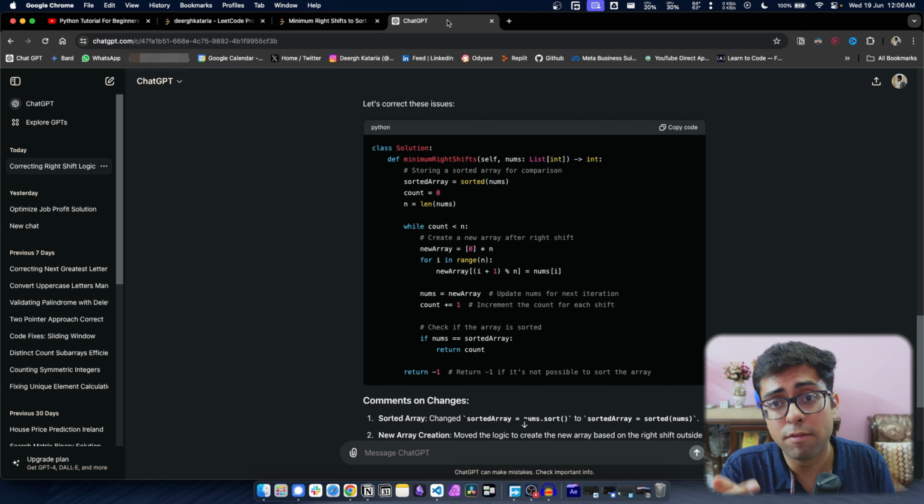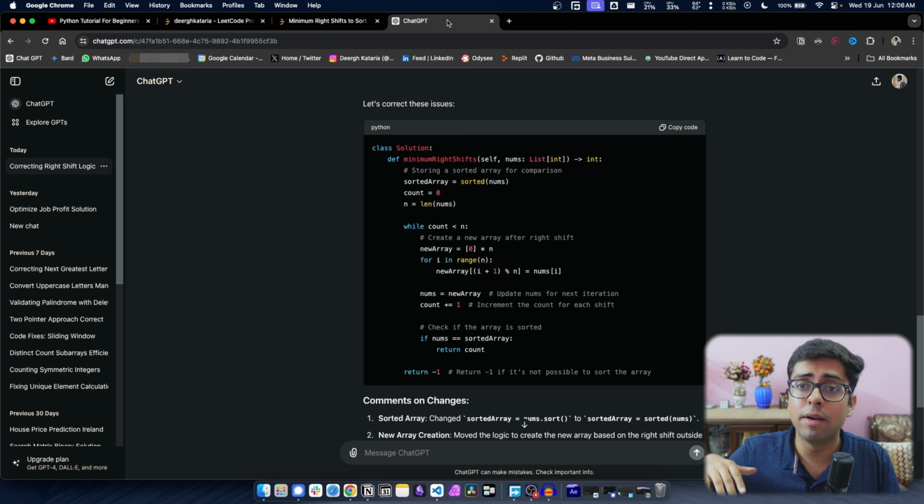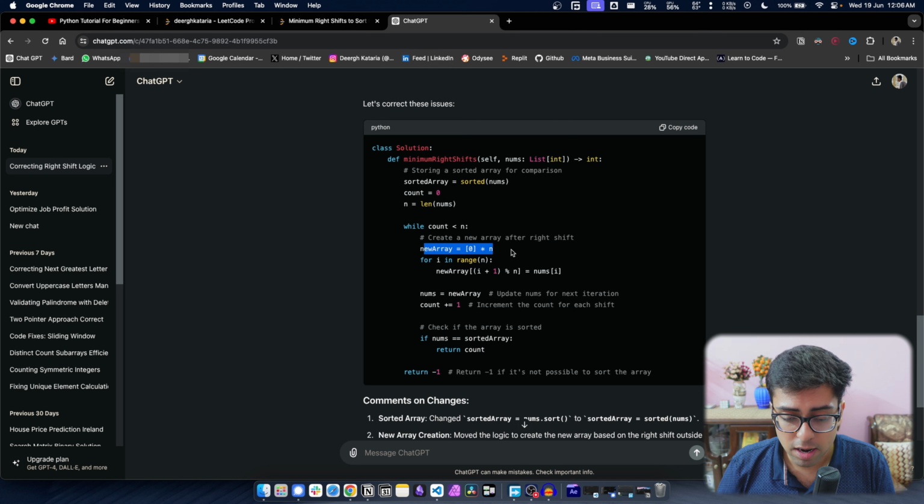It eliminated the inefficiencies of my code. Why did it eliminate inefficiencies of my code? Because I was using I loop, which was not even needed. You can straight away do it with count. Then this new array multiplied by n was fine. For I in range, new array I plus 1 modulo n is equal to nums I. It directly did that. Nothing wrong with that. Nums is equal to array, update new item, update for next iteration, count, okay, fine. If nums is equal to sorted return count. Essentially, the concept is same.